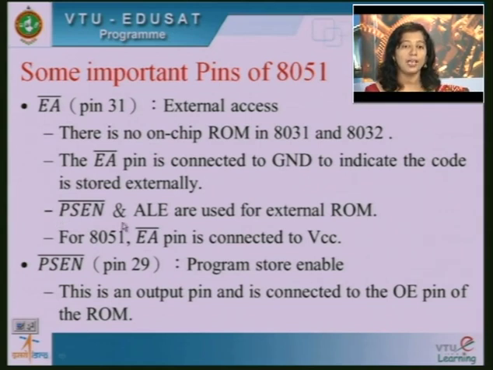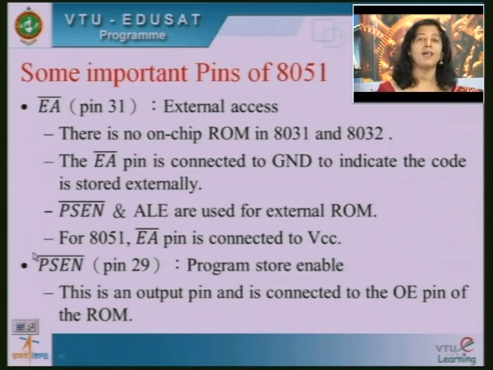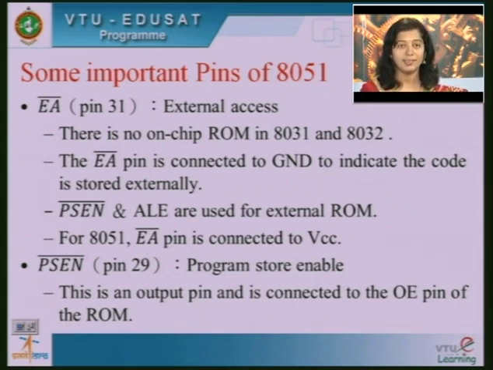This program store enable pin, active low, you can see this bar indicates active low, the pin numbers are also mentioned. It's an output pin which is connected to the output enable pin of the ROM. Every device will have an enable pin. To enable that device, you should give the correct signal on the enable pin. Each and every device should be enabled separately, and this PSEN is used to enable the external ROM.